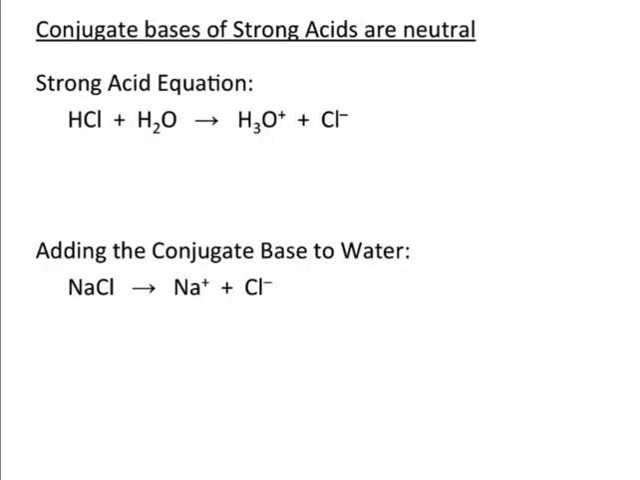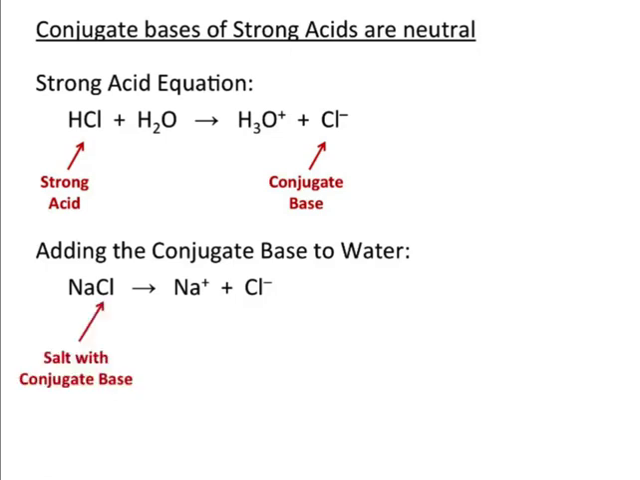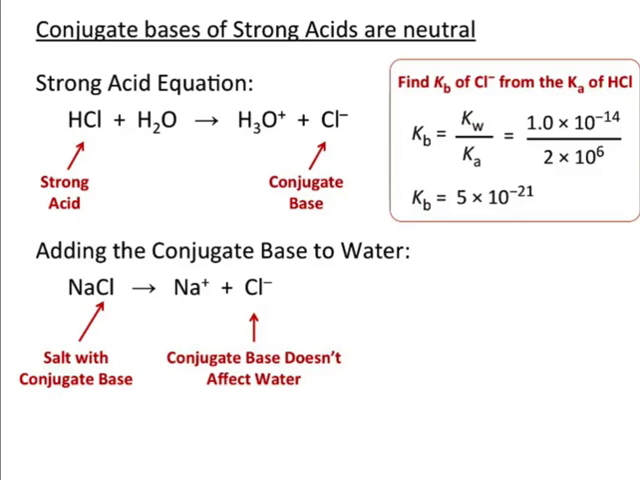So, strong acids first. So here's the equation for hydrochloric acid being a strong acid. So here's the strong acid, here's its conjugate base, and it produces H3O+ in water, so that means it's an acidic solution. Now if you were to take just that conjugate base and put it into water, this conjugate base doesn't affect water at all. It doesn't change the pH.